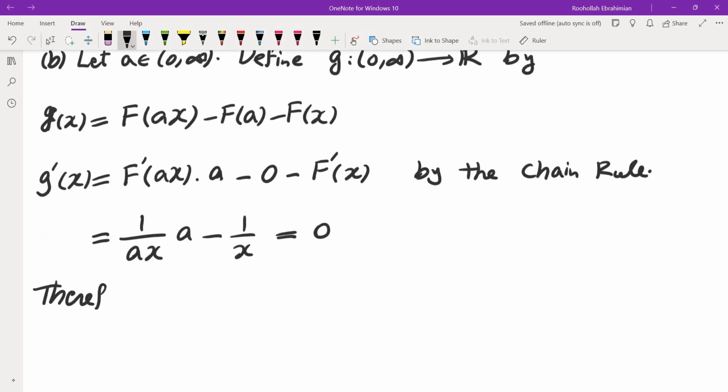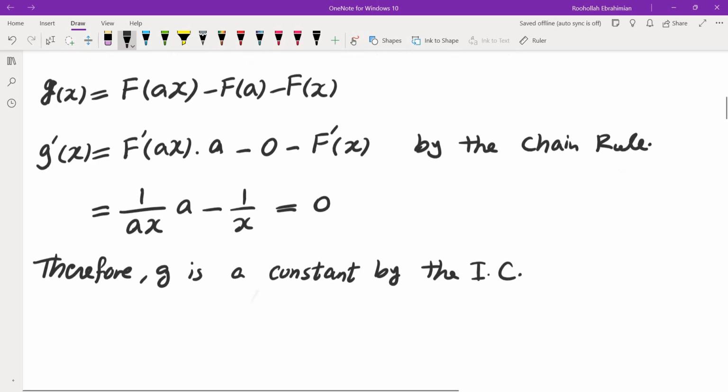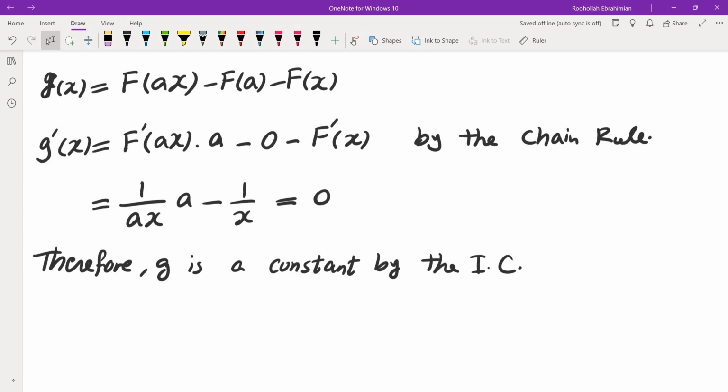Therefore, I'm sorry, G is a constant by the identity criterion. If I can show that G is 0 at one point, then it would be 0 everywhere. So I need to plug in one value for X that gives me 0. So what value of X is easy to evaluate? That is in fact 1.